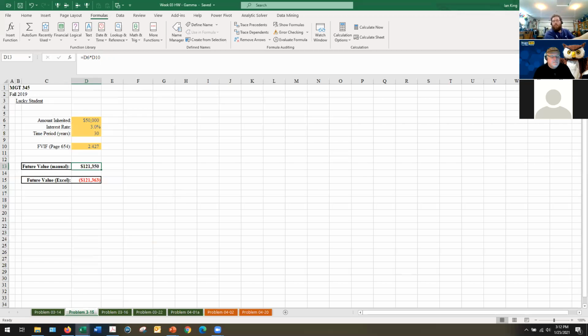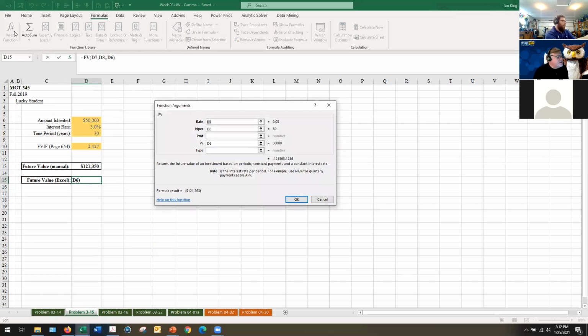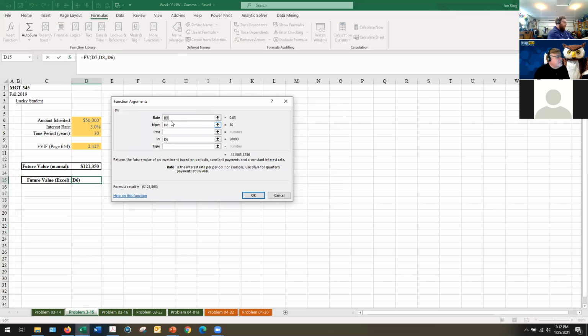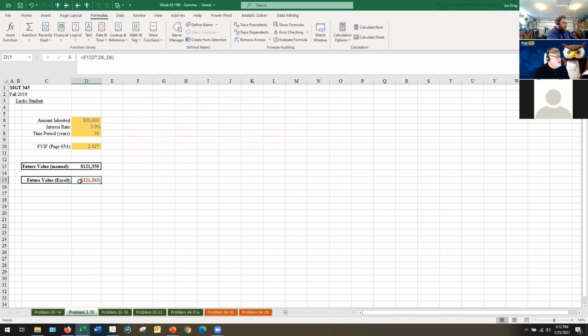Again, if you did it with the interest factor with the formula from Excel, the rate is 3%. They give it to you. Number of periods, 30 years. The present value is $50,000. They give you all those things. So just type those in, and it gives 121,636. In my case, you got it. The signs is just a factor of what Excel does, and I talked about that last week.